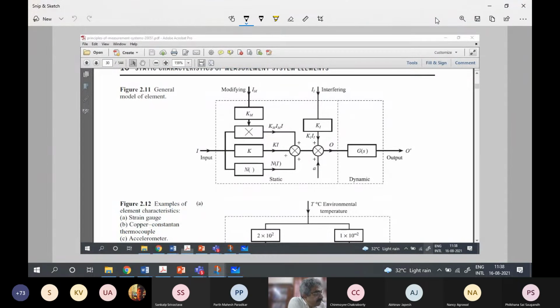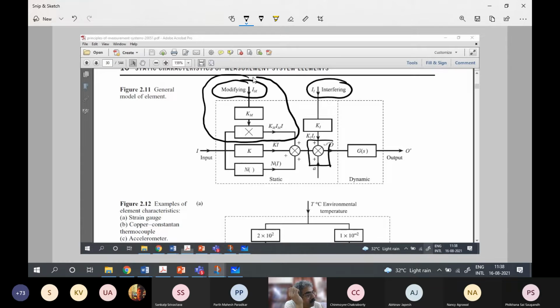So we have modifying inputs and we have interfering inputs. Look at the block diagram carefully. So what is the difference between them? The interfering input, you can see here, is getting added. So the reading first, forget about this part. This part is the part which is being affected by the modifying input. So for the time being, let us ignore it. Let us ignore this part also. We'll talk about them presently.